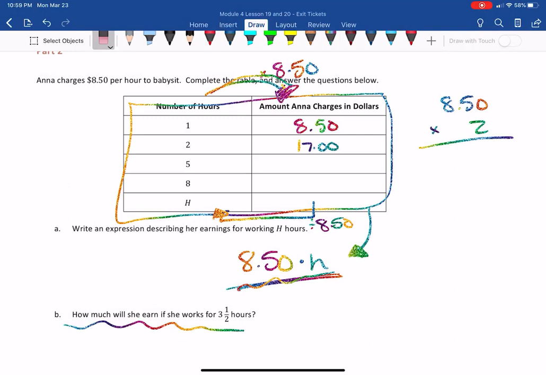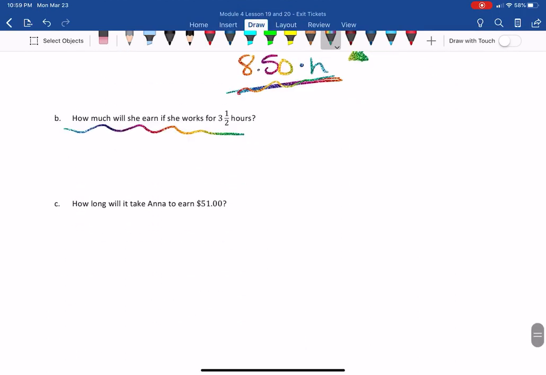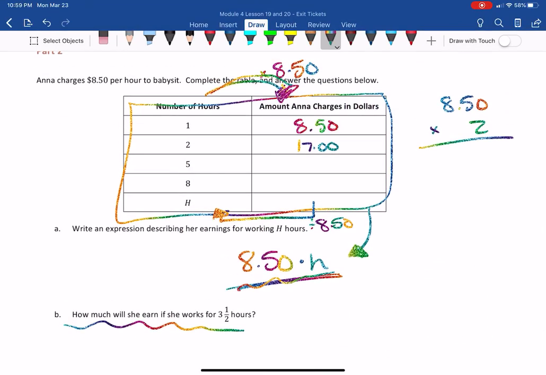So what we should have done, if we scroll down, is take the $51 and divide by the $8.50 per hour, and then that would have given you the magic number for how many hours she worked. So you've got to remember, if you go from hours to dollars, you're multiplying by $8.50. But if you go from dollars to hours, backwards, you have to do the inverse, which is dividing by $8.50. So I just wanted to touch on that, so that you understand it.